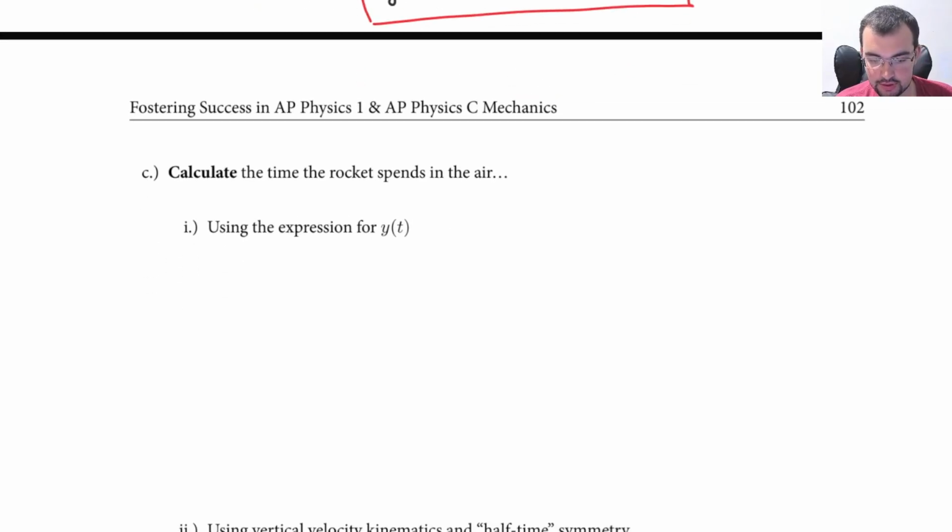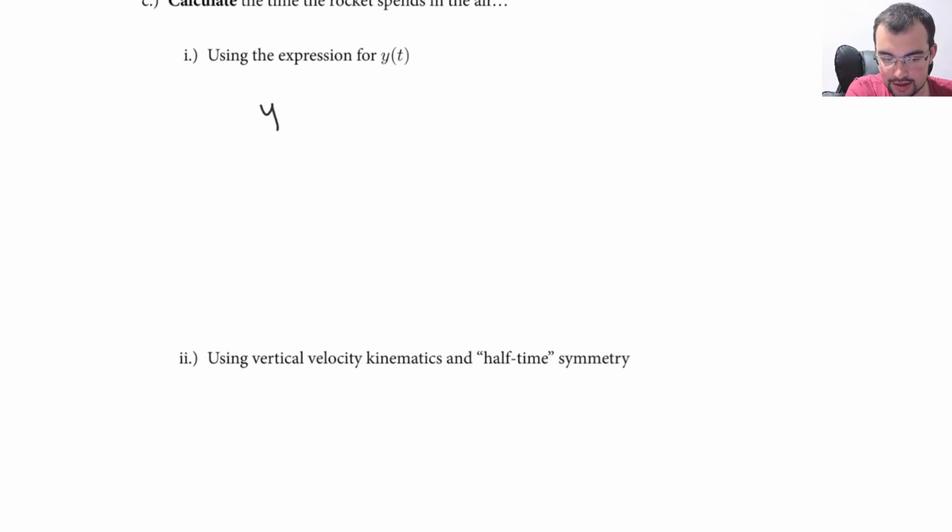All right, so let's use our expression for y of t. So we said that the height of the rocket, y, as a function of time, is negative 5t squared plus 30t. So what does it mean for the rocket to hit the ground? Well, if the rocket hits the ground, or the time spent in the air, the rocket has returned to Earth. So the y is 0.